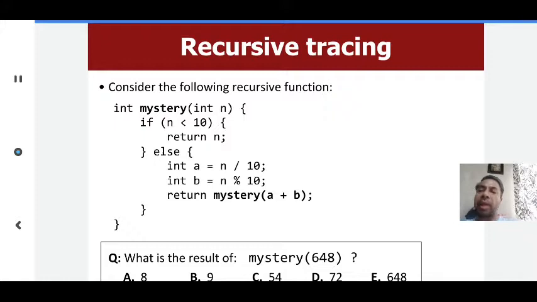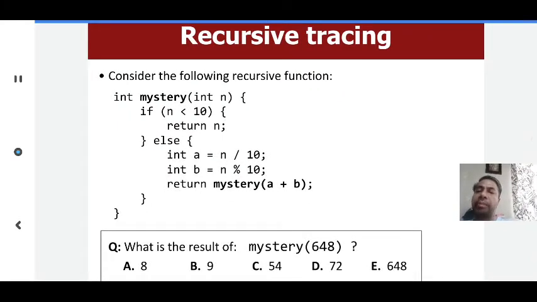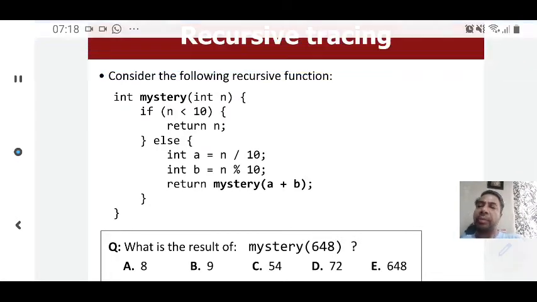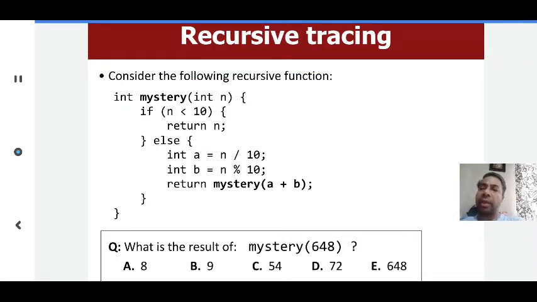Now imagine you are passing 648 into this function. 648 is in the recursive case. So you calculate 64 in A and 8 in B. 64 plus 8 is 72. Now you call the mystery function again with 72. n is now 72, which is not less than 10, so nothing happens here. You come into else and calculate A as 7 and B as 2, because it was 72. So 7 plus 2 is 9, mystery of 9, which is less than 10, returns 9.